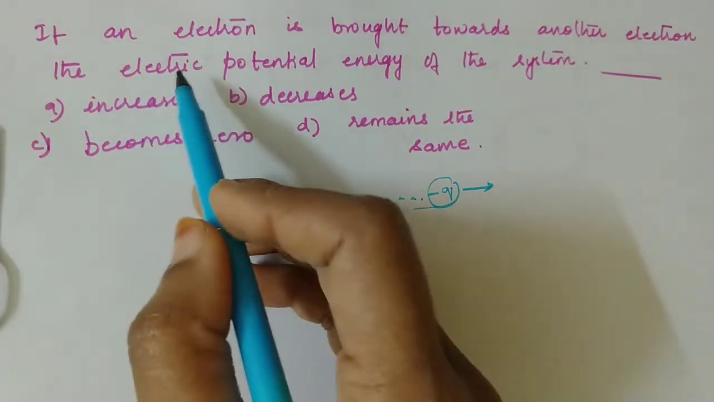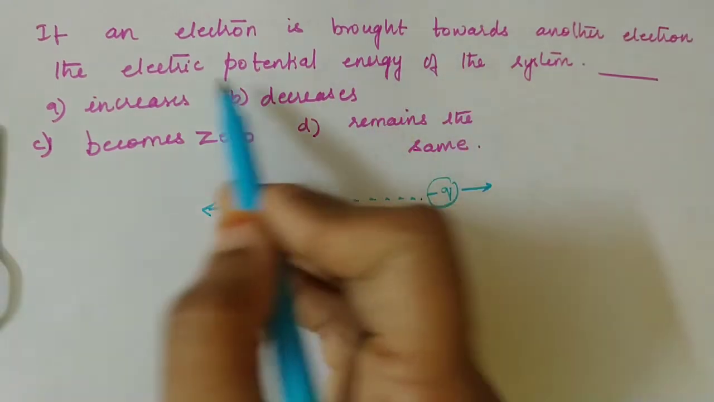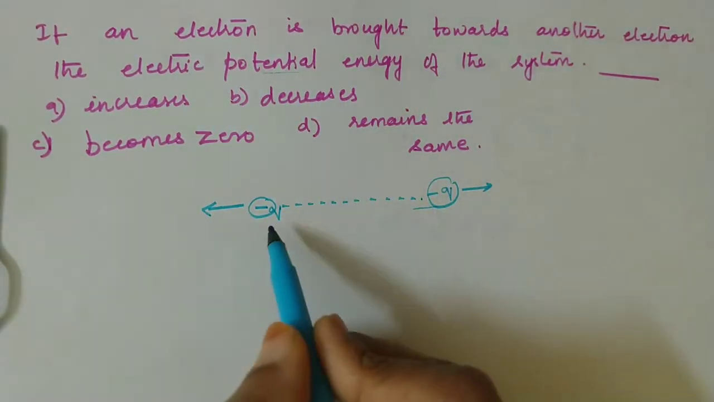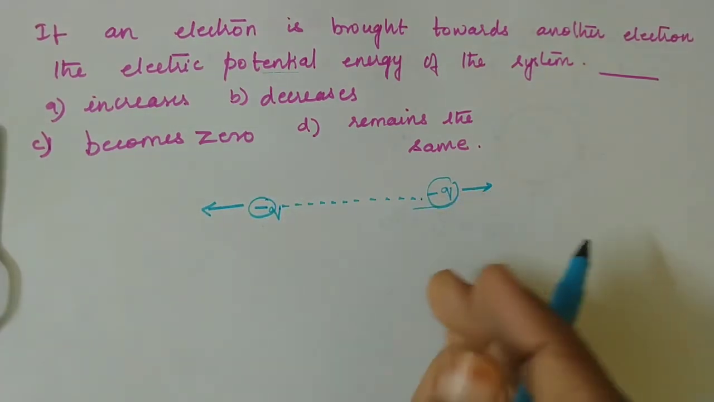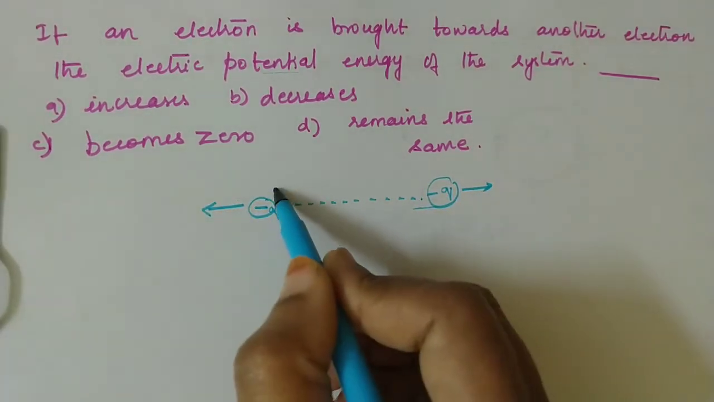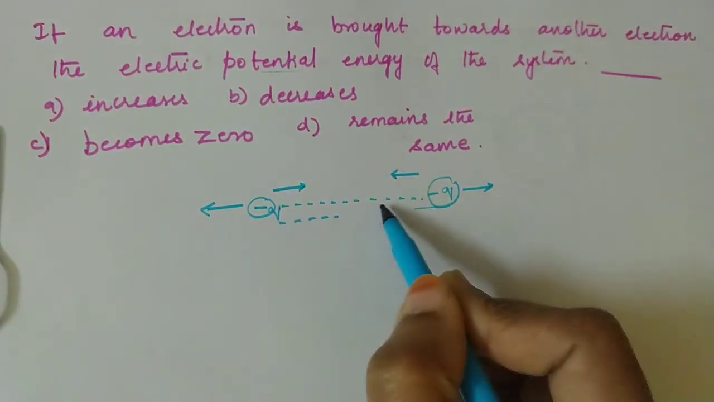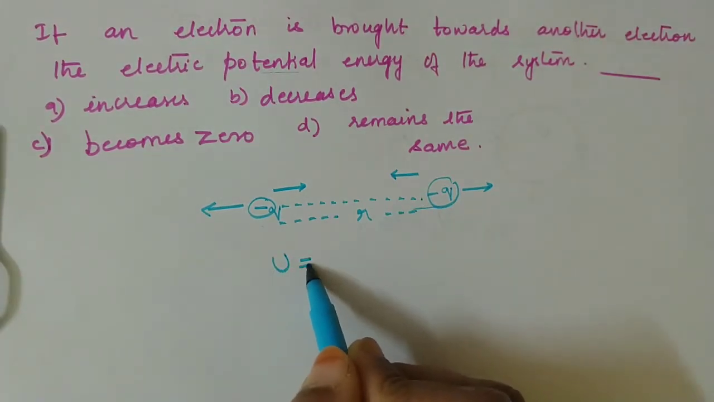Now look at this question. If an electron is brought towards another electron, what happens to the electrostatic potential energy of the system? So let us assume this is one electron, minus Q, and minus Q. They are saying that these two electrons are brought close to each other. So let the distance between them be R. We will find out the potential energy of the system.